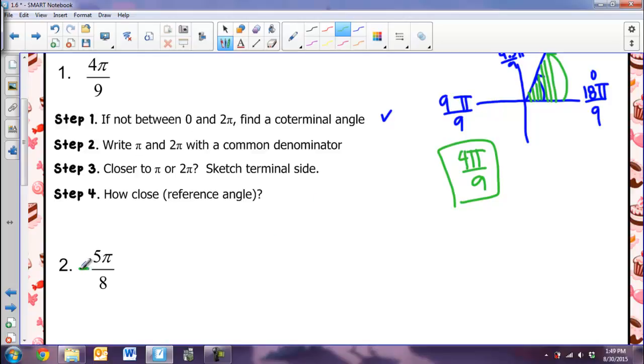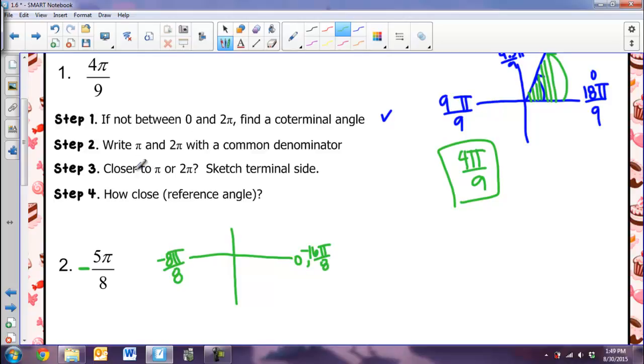So you can always find that coterminal angle, or you can just jump backwards when you're drawing your grid. It doesn't matter if you want to go on your negative side or if you would rather find that coterminal angle. So we're going to write pi and 2 pi with a common denominator. This is your 0 degree angle. Remember, if I'm going backwards, then this would be negative 8 pi over 8. And if I went all the way full circle, I would be negative 16 pi over 8.